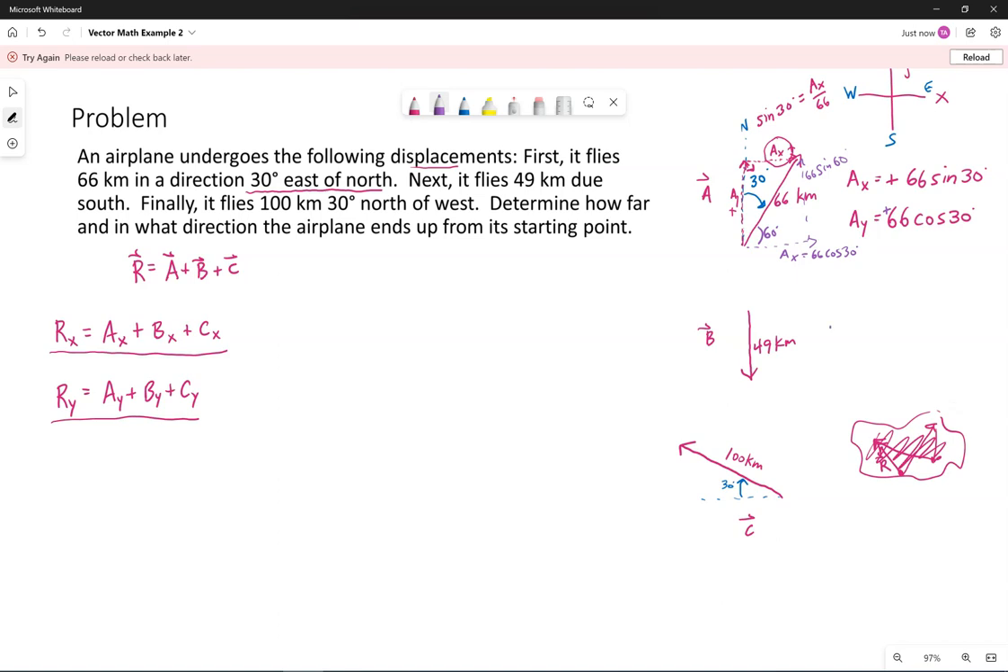Vector B, the x component we can see is 0. We don't go east or west at all. The y component is down 49 kilometers.